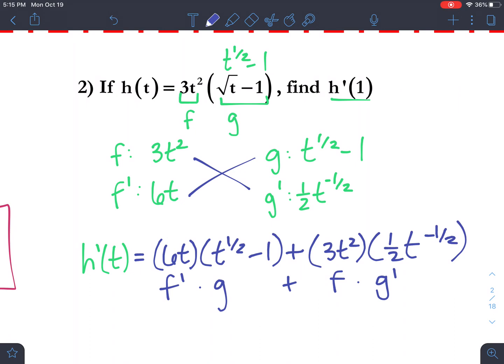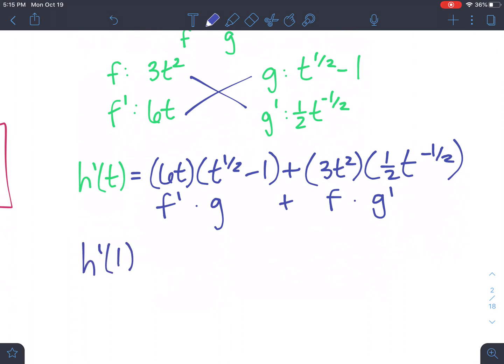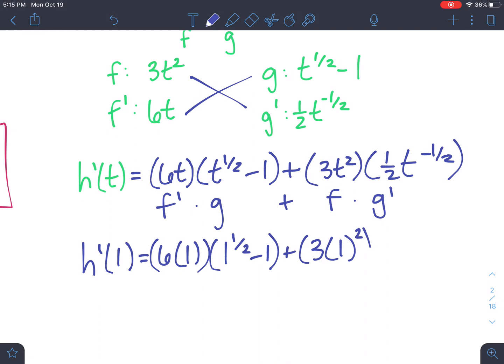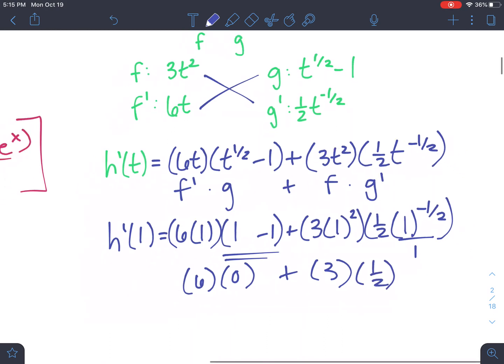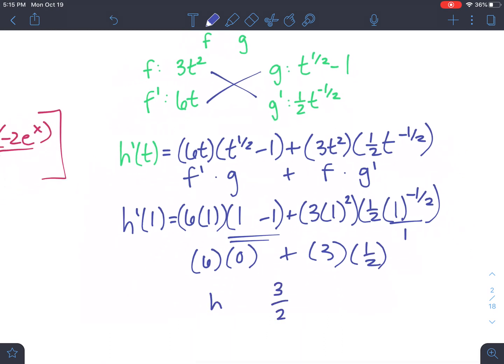All right, and then your last step here, if you're feeling okay about that, h prime of 1, you would do 6 times 1, 1 to the 1/2 minus 1, plus 3 times 1 squared, 1/2 times 1 to the negative 1/2. Okay, right here, 1 to any power is itself, so 1 to the 1/2 is 1. This would get me 0, so 6 times 0 just cancels, plus 3, 1/2 times 1 to the negative 1/2. Again, this just cancels to be 1, so it'd be 3/2 times 1. So 0 plus 3/2. Final answer, 3/2.